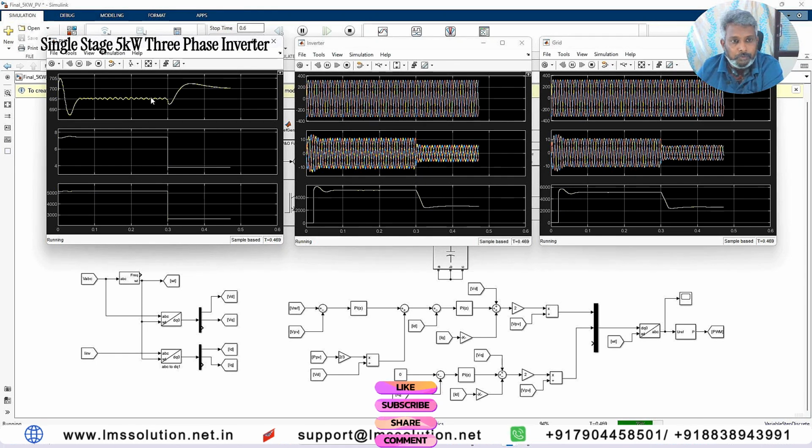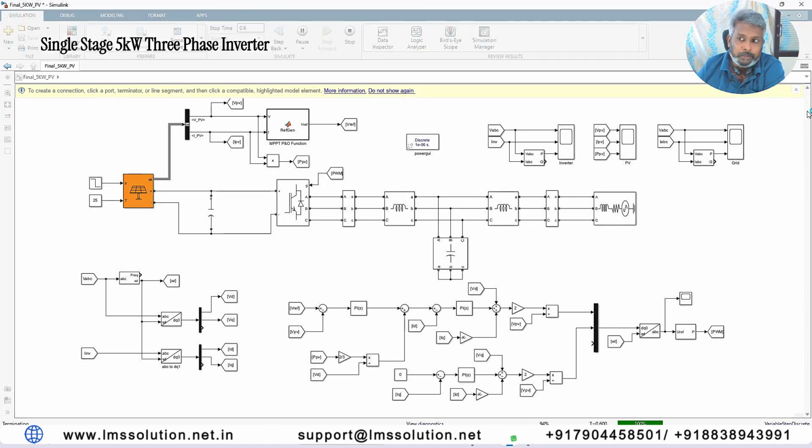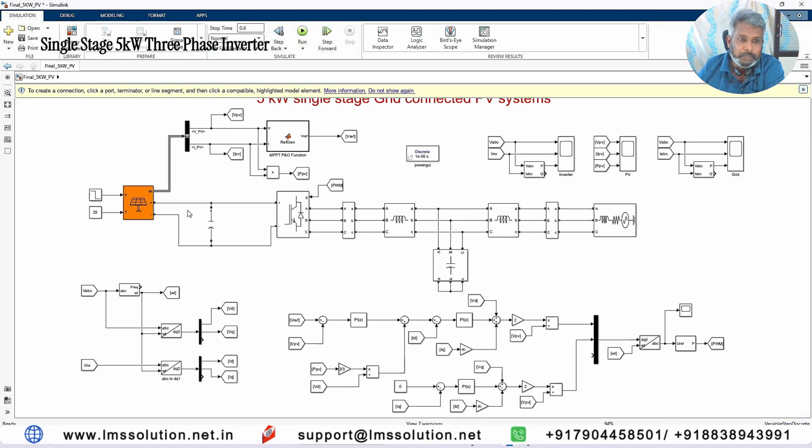So this is PV voltage, current and power. This is inverter voltage, inverter current, and the inverter voltage after the filter. This is inverter current, inverter power, grid voltage, grid current and grid power. So in this single stage grid connected system, whatever power we are generating from the PV will be sent to the grid by means of the MPPT algorithm as well as the feed forward decoupling control concept. So this is the working of this model.